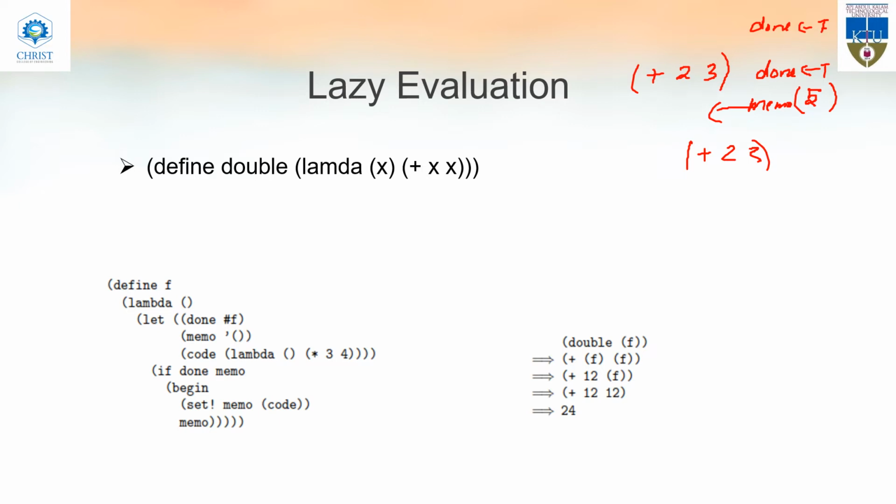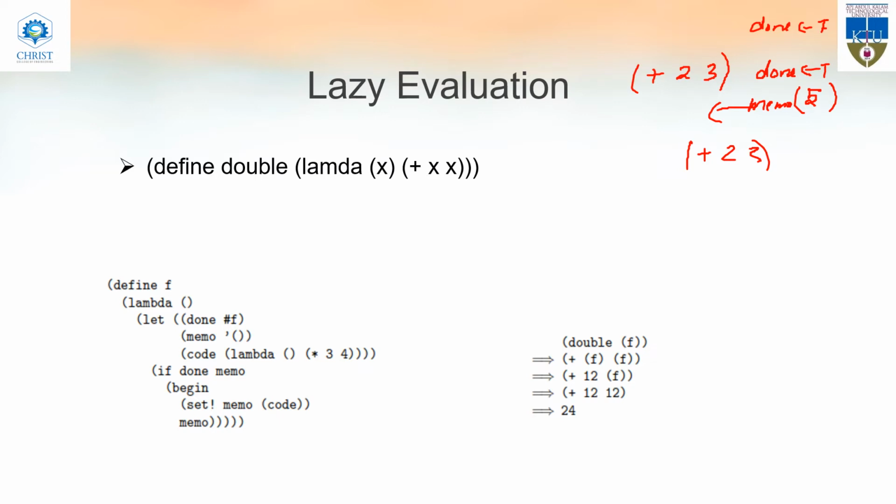That's what we are doing in lazy evaluation. If a function is executed one time, then instead of repeating the function again and again, it will store the result somewhere and return the result when the function is called. So this is called lazy evaluation. For example, we can see here how it is implemented.